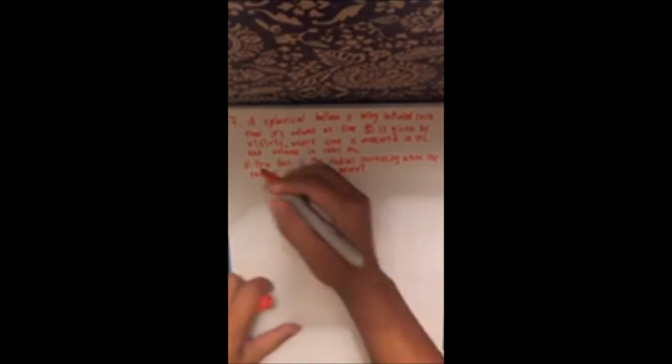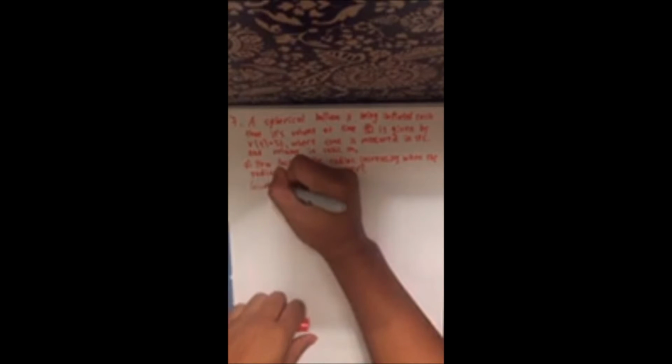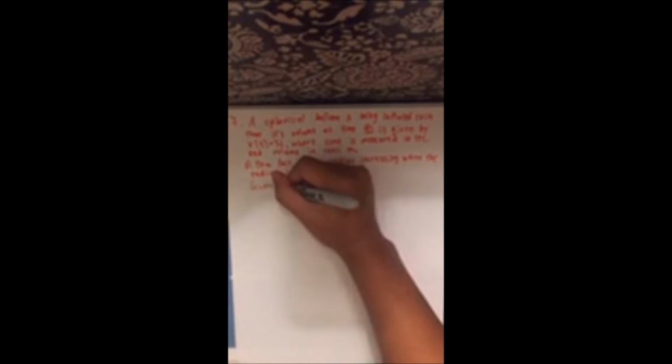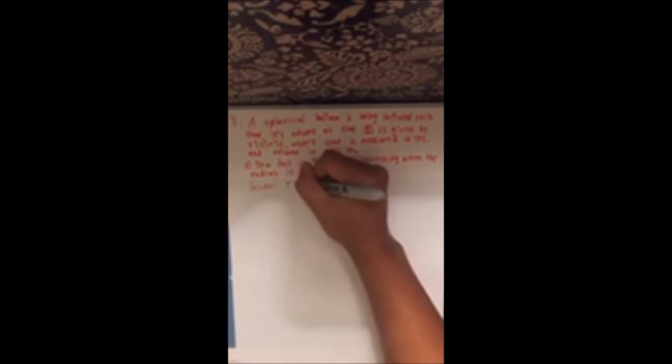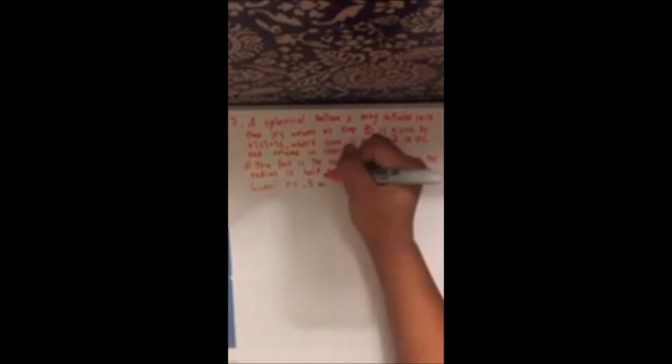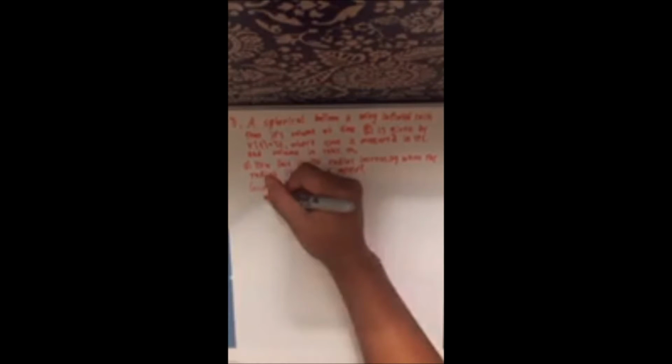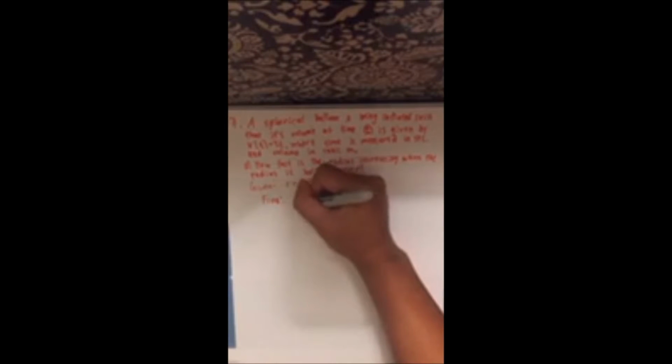7. A spherical balloon is being inflated such that its volume at time t is given by V equals 3t, where time is measured in seconds and volume in cubic meters. How fast is the radius increasing when the radius is half a meter? So we're given the radius, which is 0.5 meters, and we're trying to find the rate at which the radius is changing.